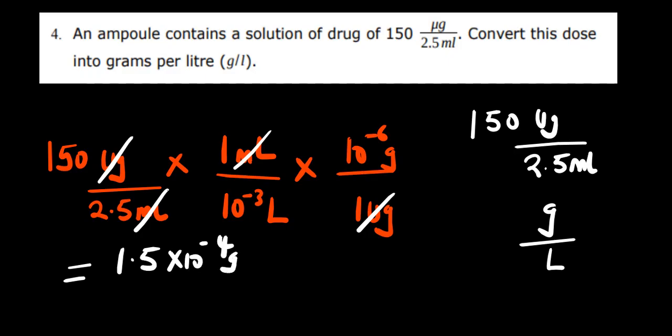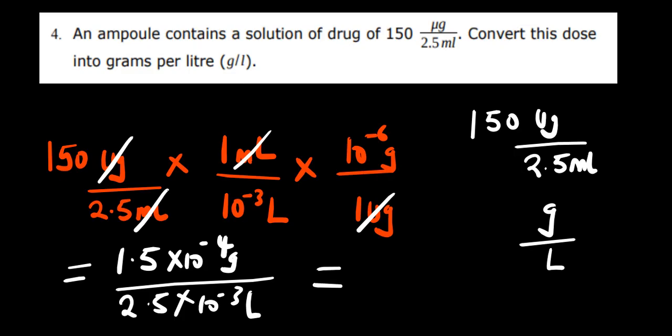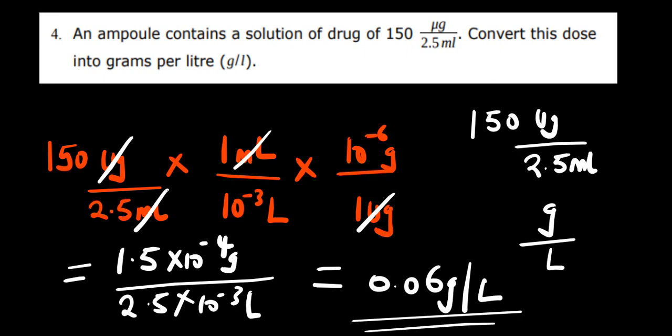There is grams divided by, when I come down, I've got 10 to the power negative 3 liters multiplied by 2.5. So when I multiply that, I'm going to have 2.5 times 10 to the power negative 3 liters. Let me just write it like that. Then when I punch this, I'm finding 0.06. We've got our grams on top divided by our liters. So it is 0.06 grams per liter.